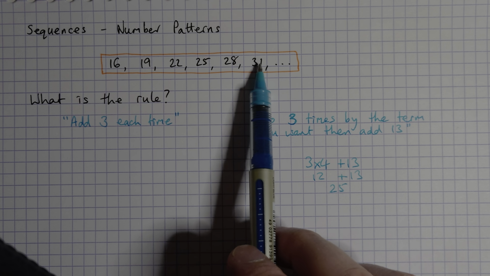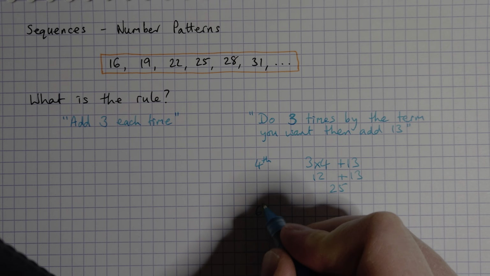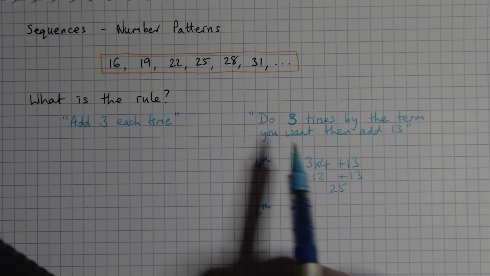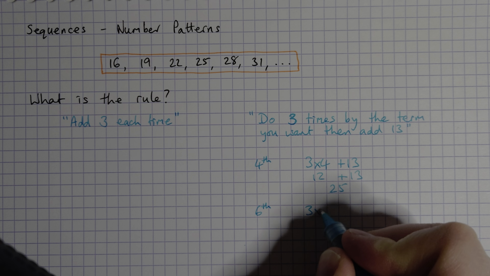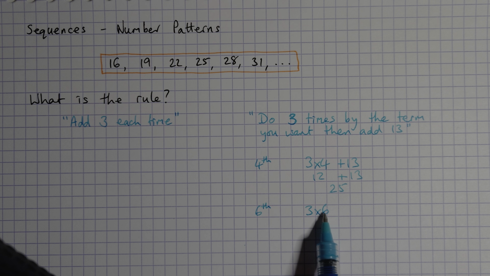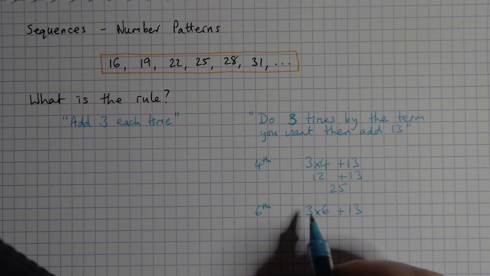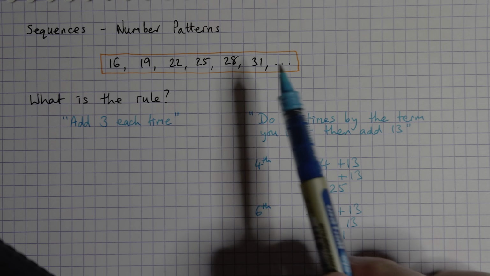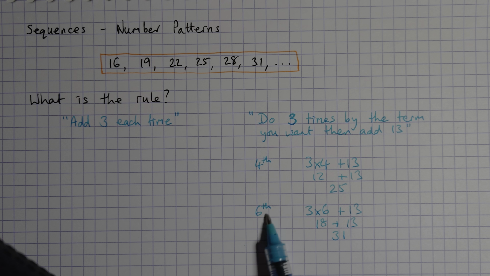I'll try another one. This 31 is the sixth term. I mean, I already know it, so you wouldn't normally bother working out things that you already know. I'm just trying to demonstrate that this rule actually works. So let's do it then. If I want the sixth term, the rule says do 3 times the term. So 3 times 6, and then add 13. Okay, well, 3 times 6 is 18. Add 13. 18 and 13 makes 31. Yes, that does seem to work, and it works for all of them. Doesn't matter which term you choose. If you multiply the term number by 3 and then add 13, you do appear to get the correct answer.